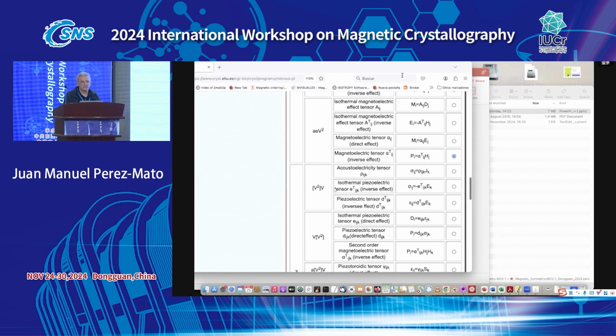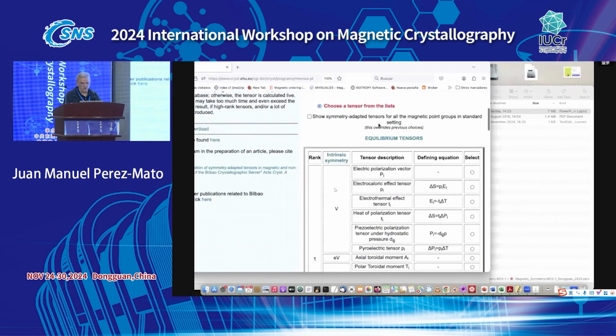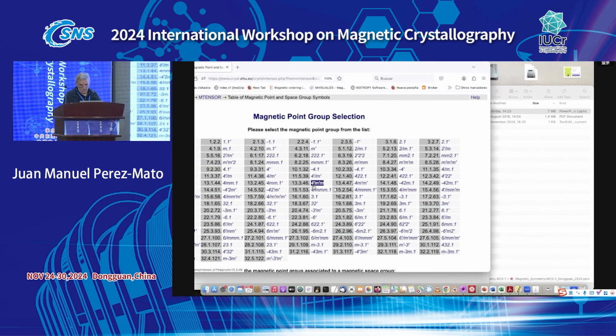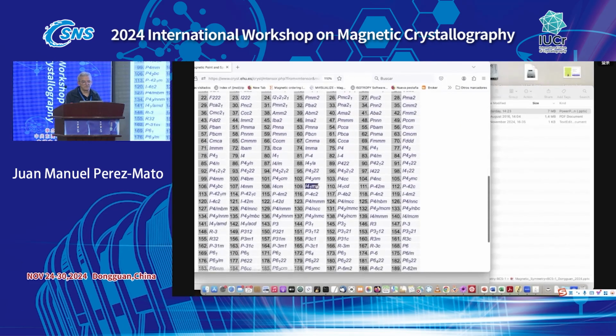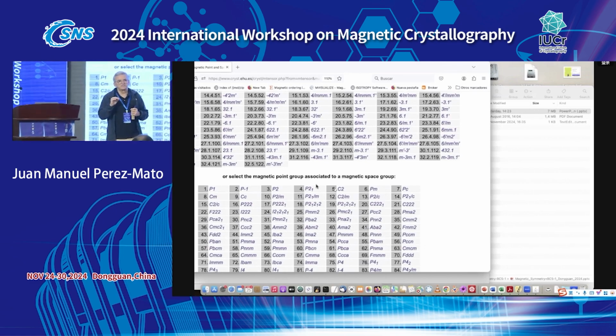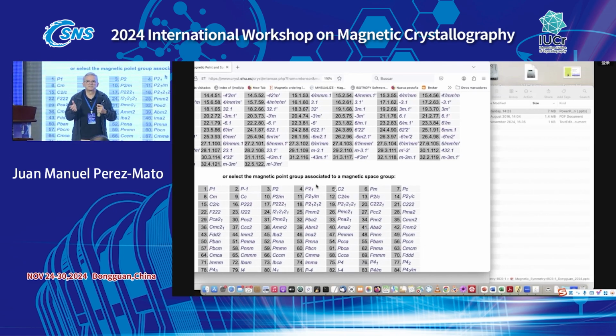So I just go here, and one possibility would be you put your space group number, or you choose it from the list here, okay? Again, you could put the point group, or you could go to the list of the magnetic space groups. The tensor symmetry constraints only depend on the point group. Why we also put the input for space groups is because sometimes the point group in the space group is oriented in a different way than the standard way for the point group. I mean, for instance, you may have mm2 or m2m, and the results will be different.